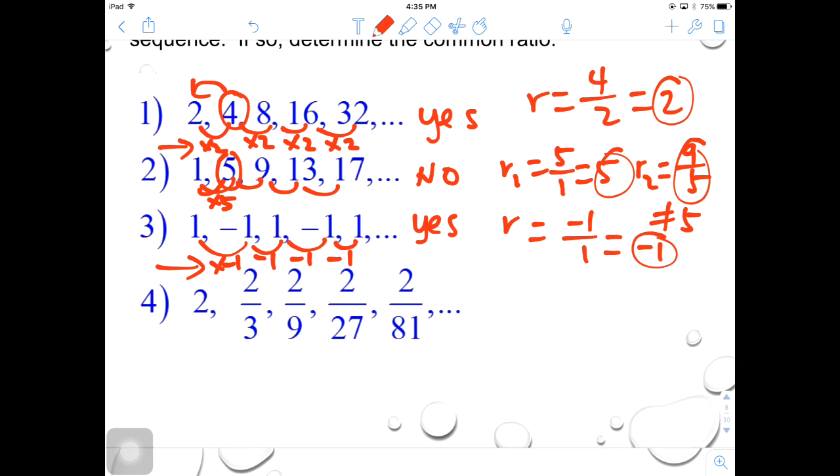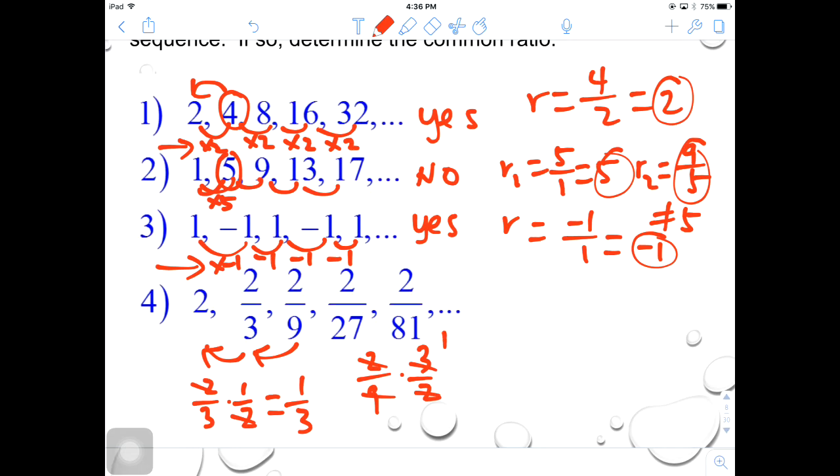And the last one here on this list, we can take a look at another way. Instead of trying to guess what it is, you can just go ahead and do the math. 2/3 divided by 2, that's multiplying by 1/2, right? That's equal to 1/3. And then if we take the next one, 2/9 divided by 2/3, that's multiplying by 3/2. You can reduce that to 1/3. And it looks like if you follow the pattern, multiplying by 1/3 will give you the next term.